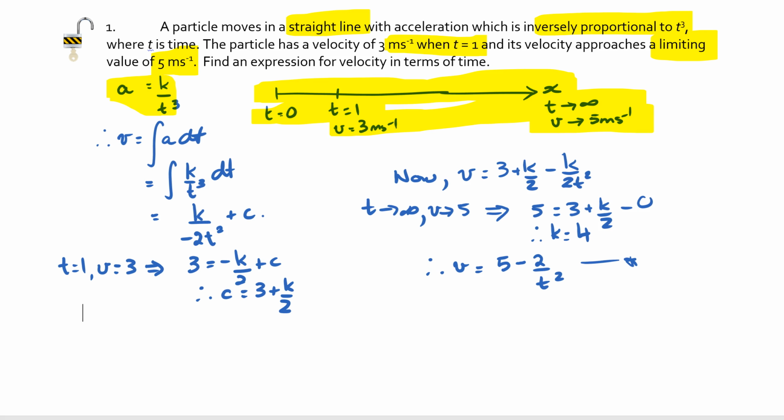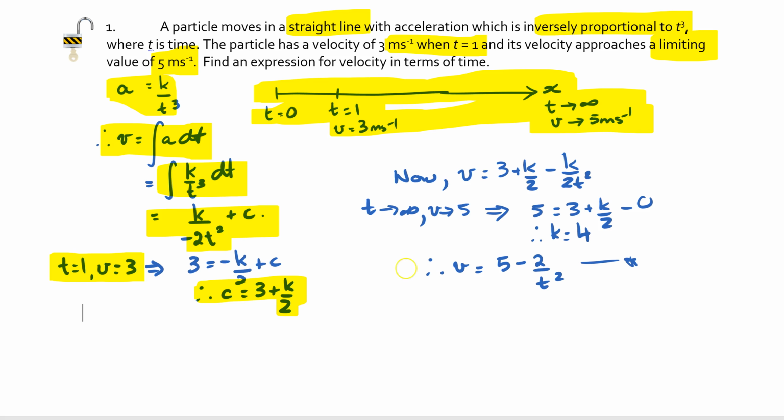So we've got a as a function of t, so we can use the fact that a equals dv dt, and then recognise that we can rewrite that in terms of integration. v equals the integral of a dt. So the integral of k on t cubed dt, which we can cope with, gives us our constant of integration. We put in our conditions when t equals 1, v equals 3, and we get an expression for c in terms of k. So we haven't yet had anything to help us get rid of k, our constant of proportionality.